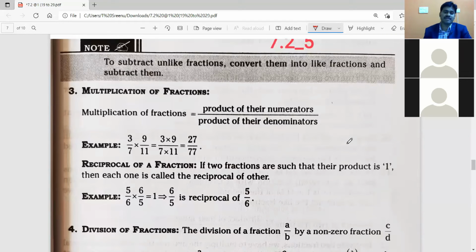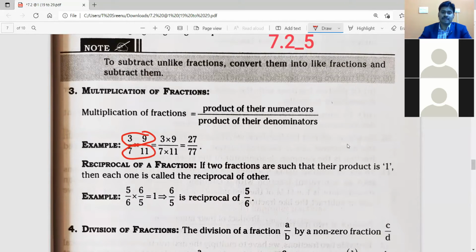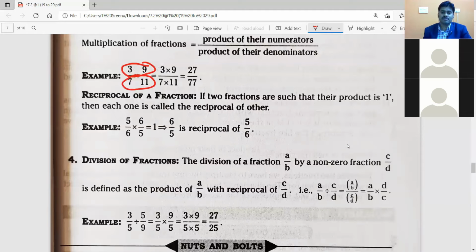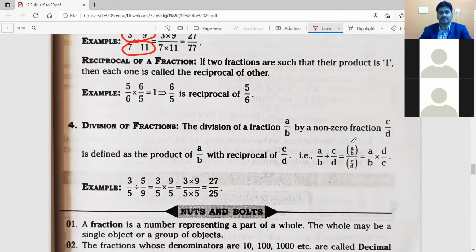Yes, multiplication of fractions, so simple. We just multiply numerator with numerator and denominator with denominator. And reciprocal, just change the numerator to denominator. Product of a fraction and its reciprocal is 1.